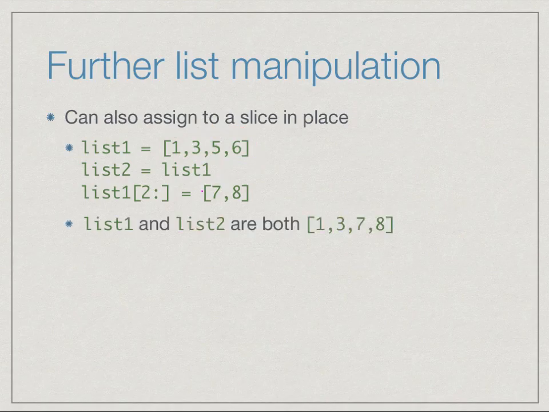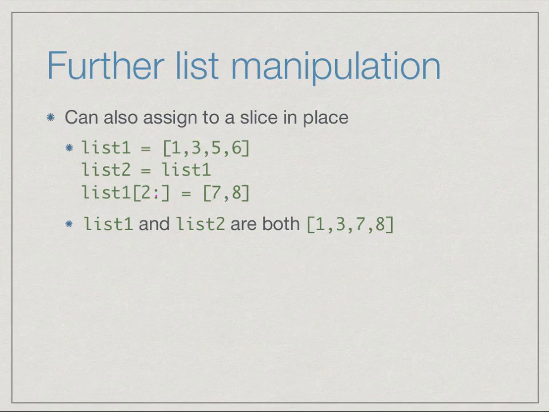So what we get is that, of course, in list 1 the slice 5, 6 is replaced by 7, 8. But this slice replacement happens in place. So it's a bit like assigning a new value at a given position. If I say list 2 is equal to 7, we said that position 2 becomes 7.